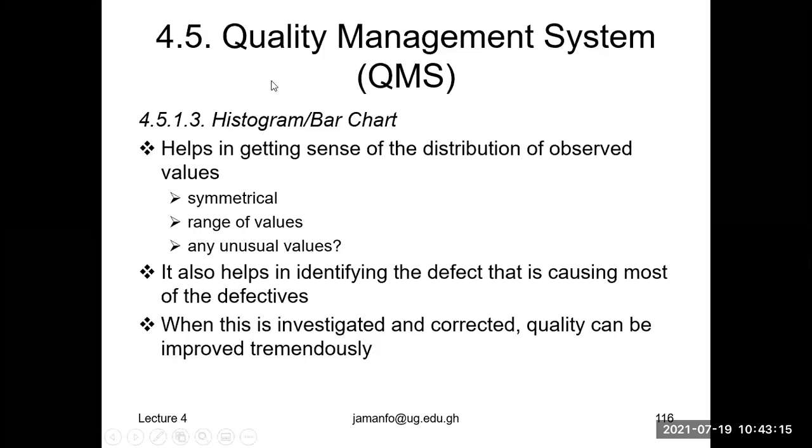We can also have histograms in bar charts, which help in getting a sense of the distribution of observed values, whether symmetrical, the range of values, and any unusual values. It also helps in identifying the defect that is causing most of the defects. When this is investigated and corrected, quality can be improved tremendously.